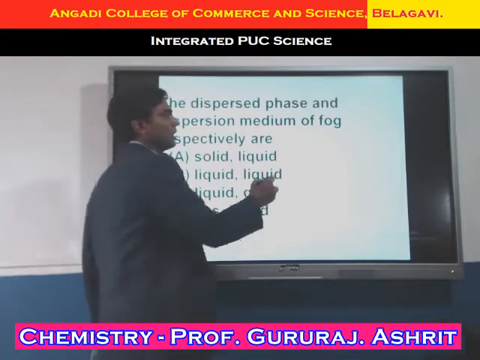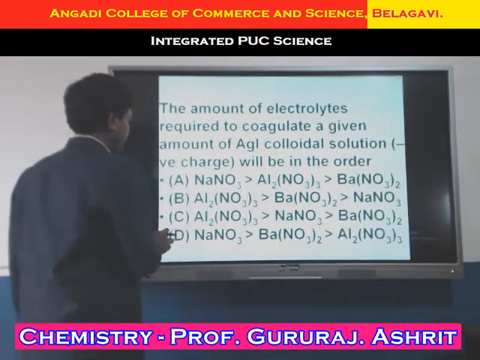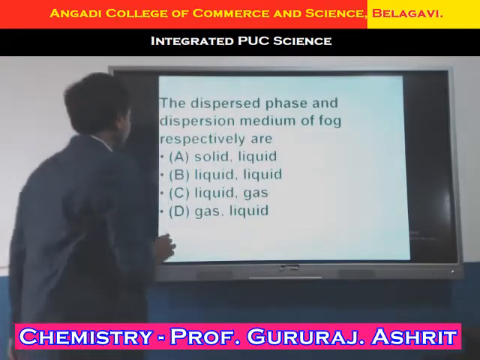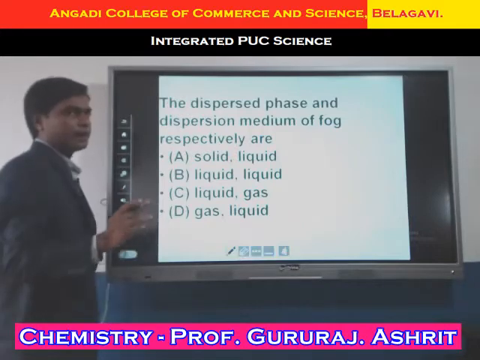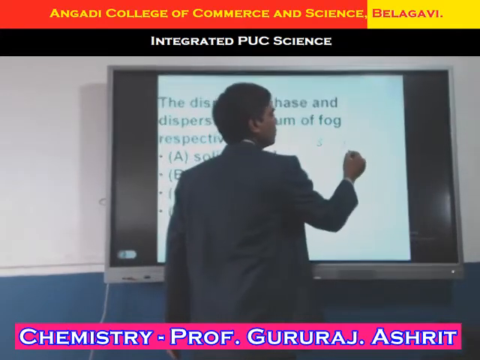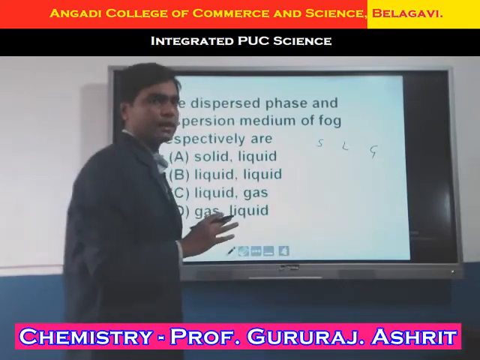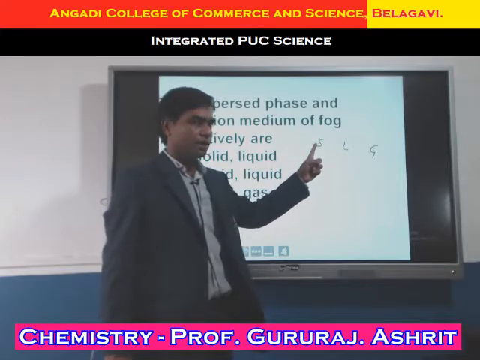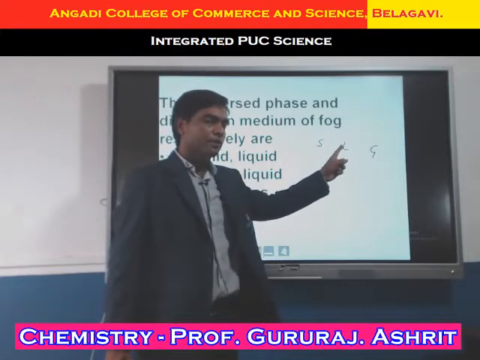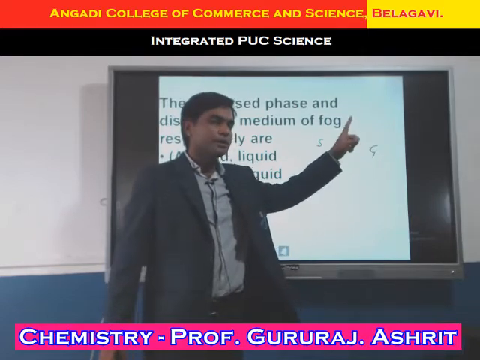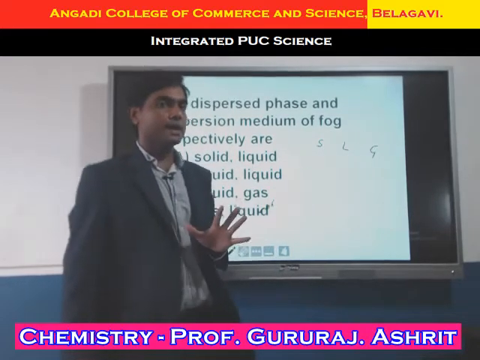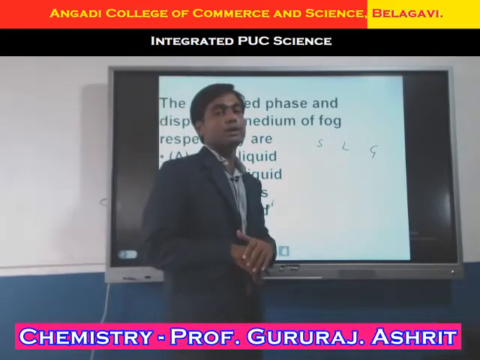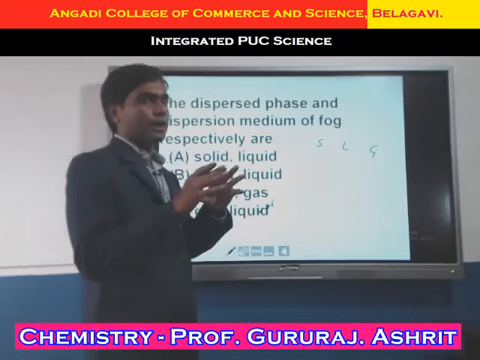If you go for three states of matter, that is solid, liquid and gas, we can do the permutation and combination by mixing them. We will get 9 types. How? Solid-solid, solid-liquid, solid-gas, liquid-liquid, liquid-solid, liquid-gas, gas-solid, gas-liquid, gas-gas, like 9 types. But one will be there, that is gas plus gas, which will not come under the colloids because it is homogeneous in nature. So there are 8 types.